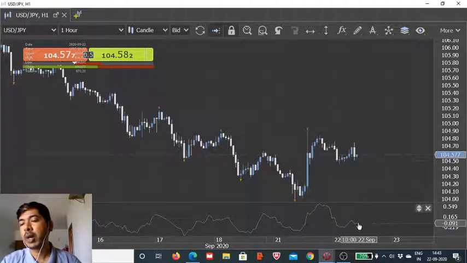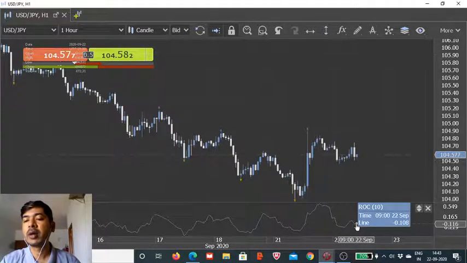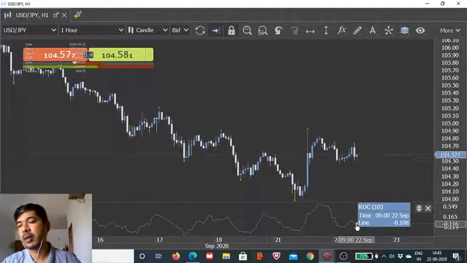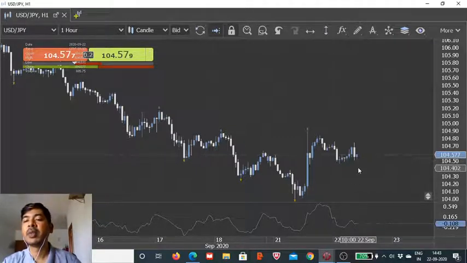0.1% lower. So as you can see here, we have the calculation being done for us by the ROC, and the output value for the ROC is 0.108, and it is negative as the value is lower. So we have the change in price of minus 0.107%, and that is simply the difference calculated between the prior closing value and the current closing value, and it is being normalized.